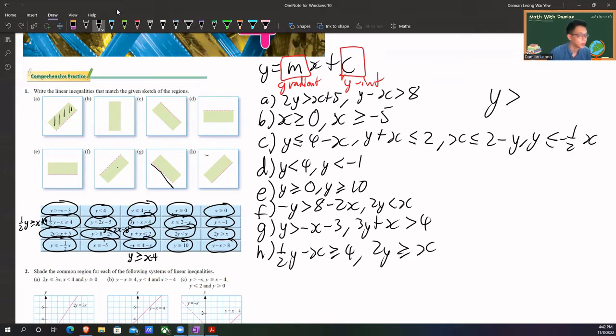And this one, negative y less or equals 4 minus x. If I rearrange, it's this. So positive gradient, solid line, shaded above. It's going up, solid line above. Going up, solid line above is the H. Negative y less or equals 4 minus x. Yeah. Okay, let's see, did I leave anything out?